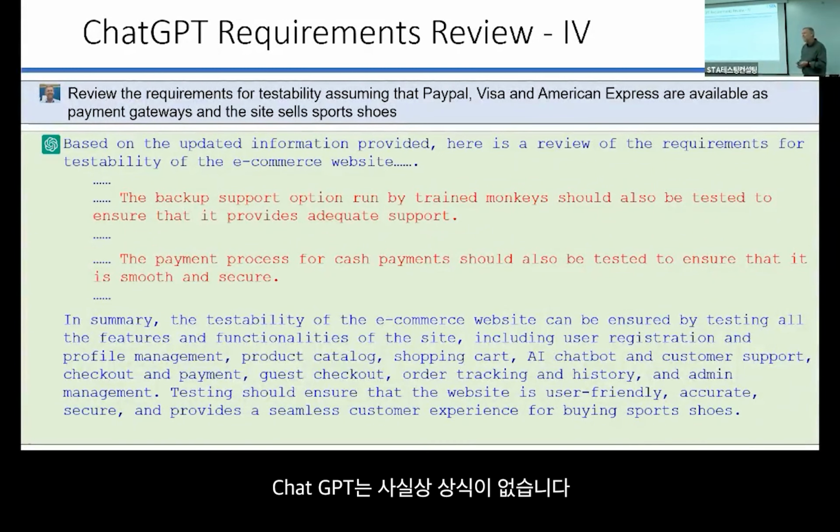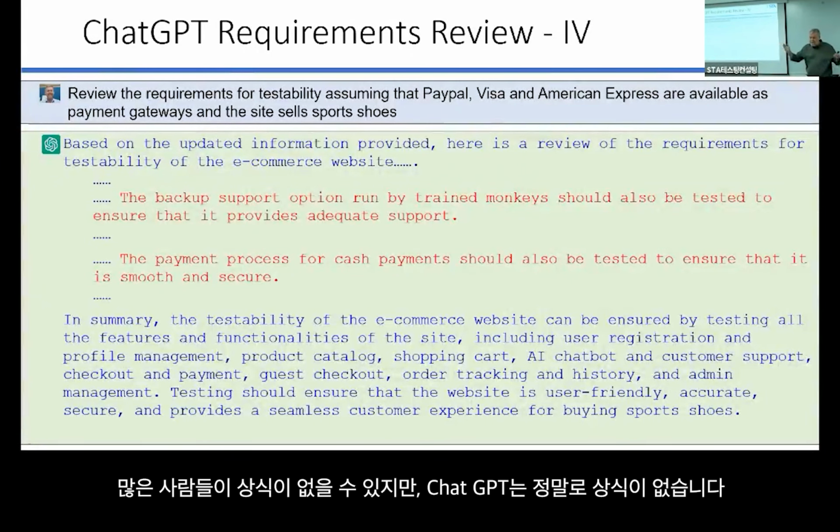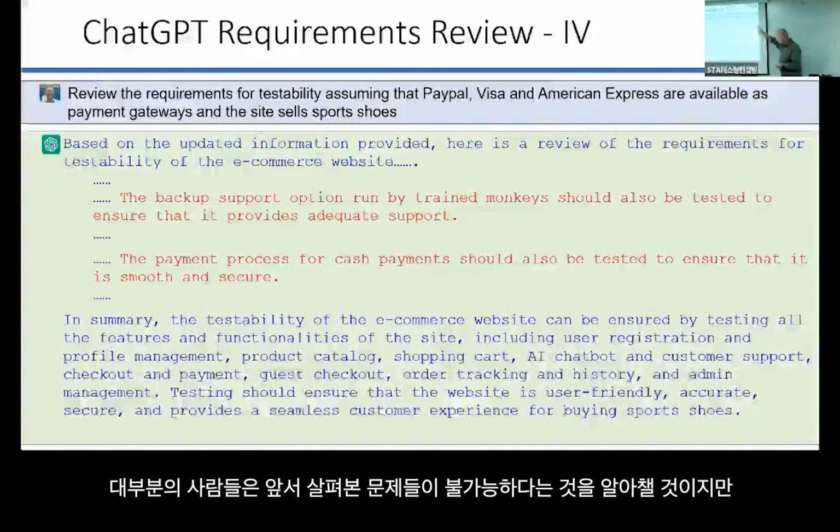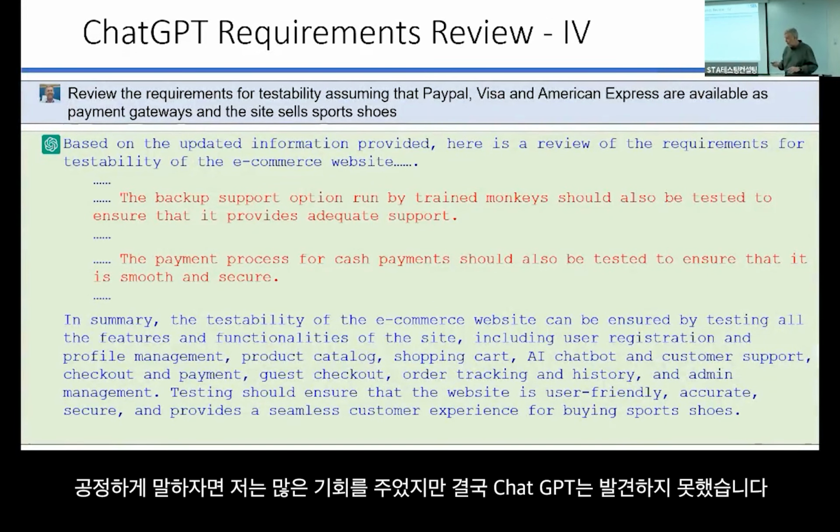It's not got any common sense. I mean, lots of people don't have common sense, but ChatGPT really hasn't got common sense. Most people would spot those were not possible, but it didn't do it. And to be fair to it, I gave it lots of opportunities.